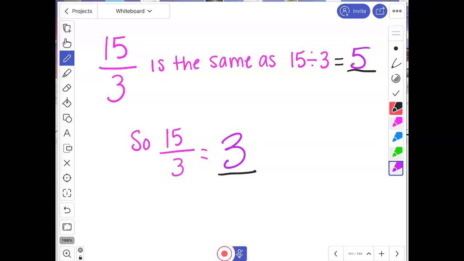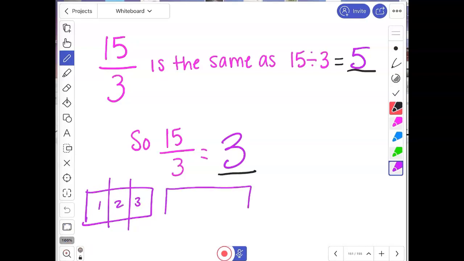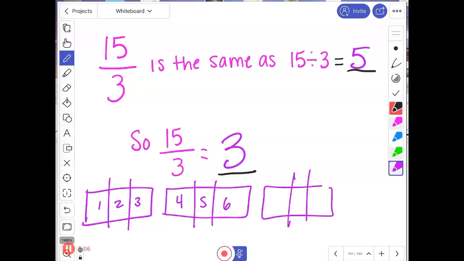I could draw that. If I have my cake broken into thirds, that's 1 whole cake. 1, 2, 3. Then I add another cake. 4, 5, 6. And I add another cake. 7, 8, 9. Then I add another cake. 10, 11, 12. I'm almost there. I'm shooting for 15.